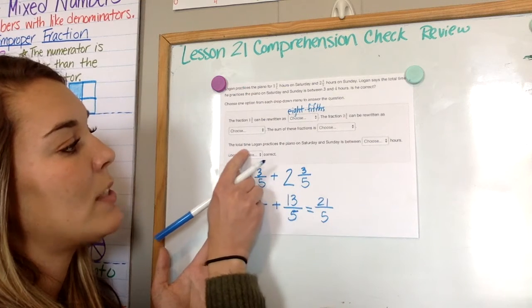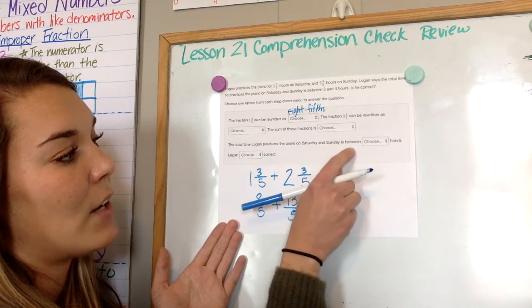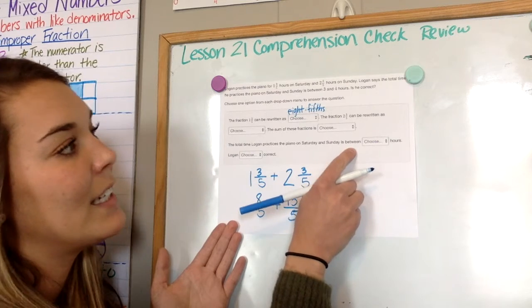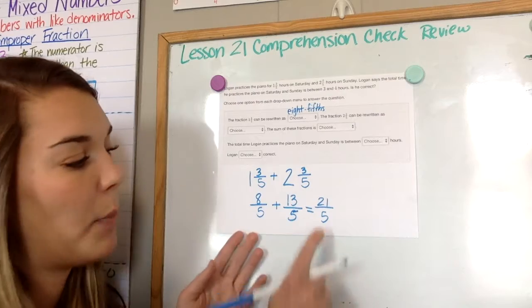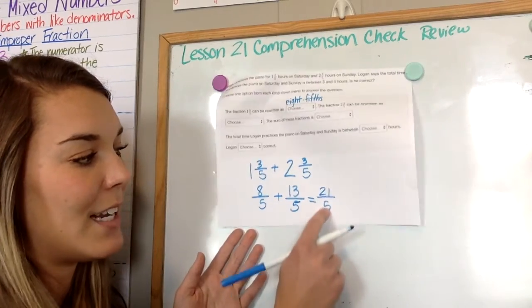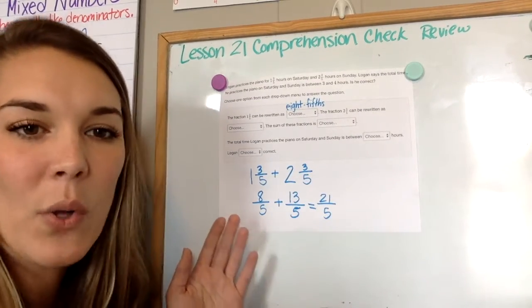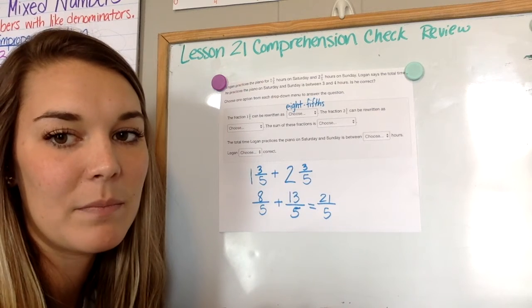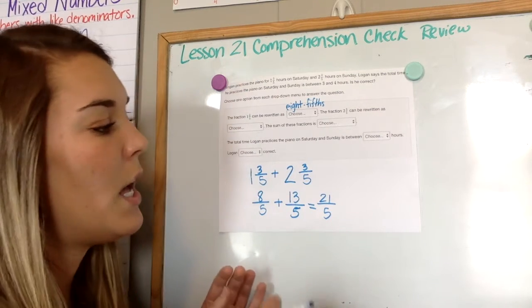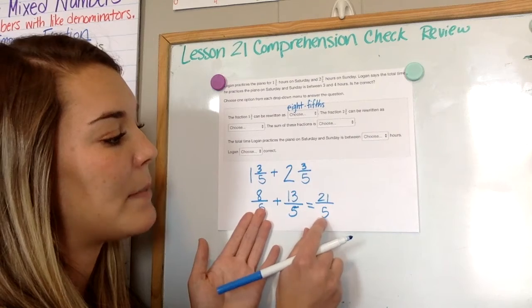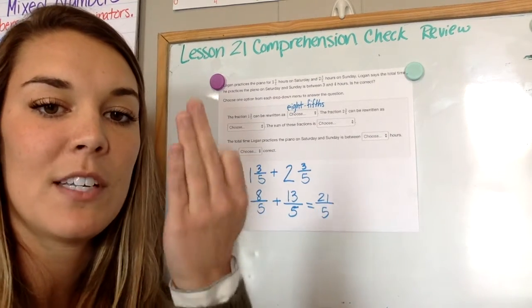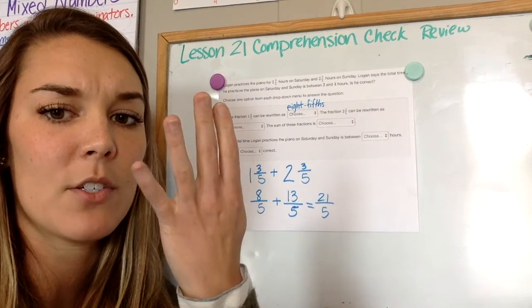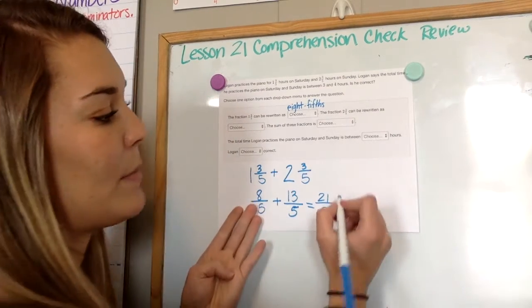Now this says the total time Logan practices the piano on Saturday and Sunday is between, so we need to think of if it's between 3 and 4 hours. So our problem is we have an improper fraction here, so we don't really know how many wholes are in that. We need to simplify, okay? So to simplify, we ask ourselves, how many times can 5 go into 21? 5, 10, 15, 20, 25. Oop, that's too much. It can go in 4 times.